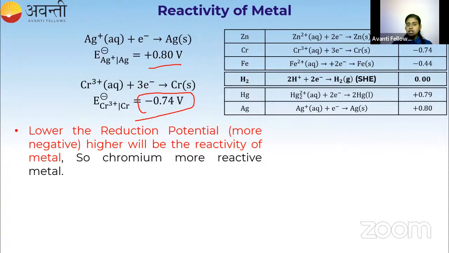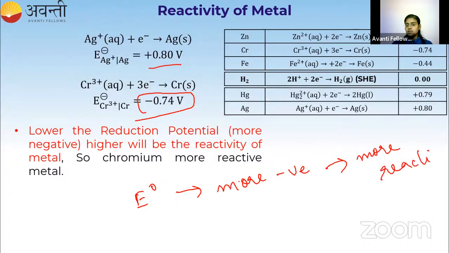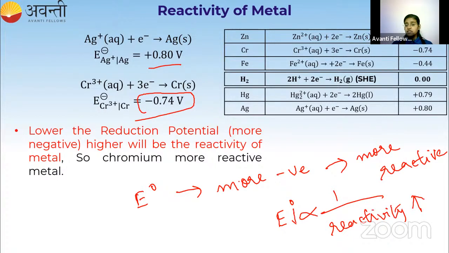Got it? Clear? So if the E0 value is more negative, then the metal is more reactive in nature. The reactivity is more if the E0 value is very low. So they are inversely proportional. The E0 value is inversely proportional to the reactivity. If something has to be more reactive, then the E0 value has to be very, very low. Take down this relation also.